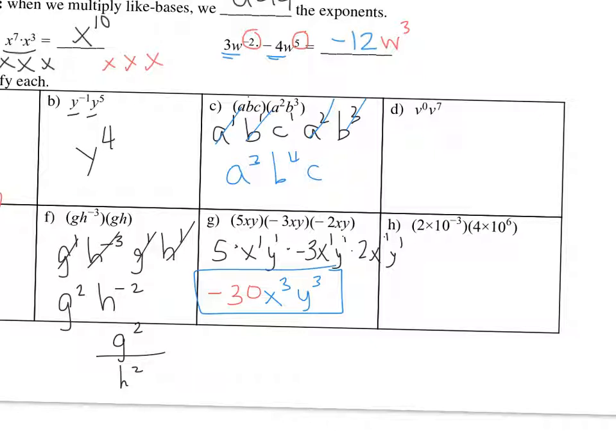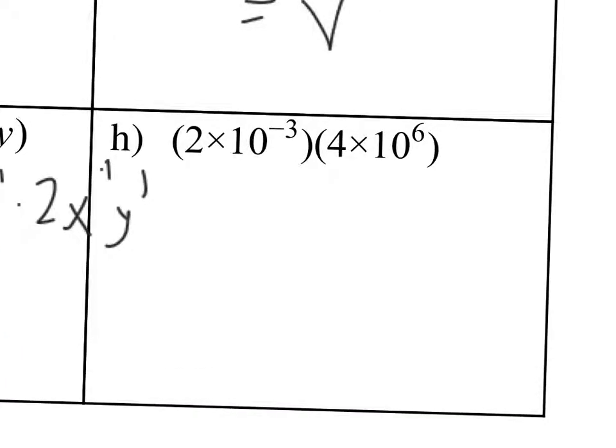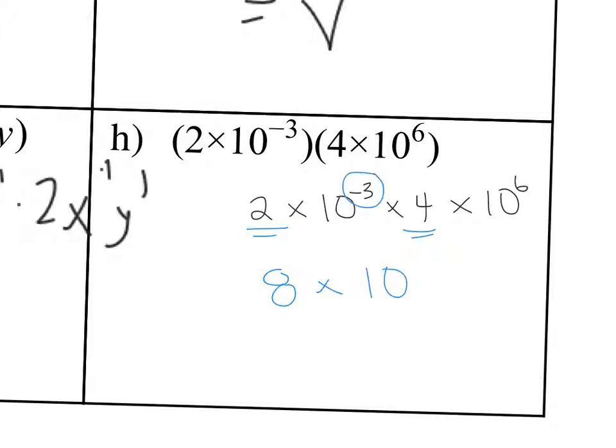And then letter D. This v to the 0 is 1, so it's just 1 times v to the 7th, which is v to the 7th. And then letter H, I don't even need to write these with parentheses, so I'm going to write it like this. 2 times 10 to the negative third times 4 times 10 to the 6th. So think of these as coefficients. So this is going to be 8 times 10 to the, now add the exponents, to the third power. So the answer is 8 times 10 to the third power.